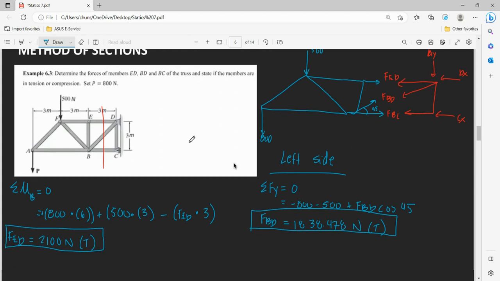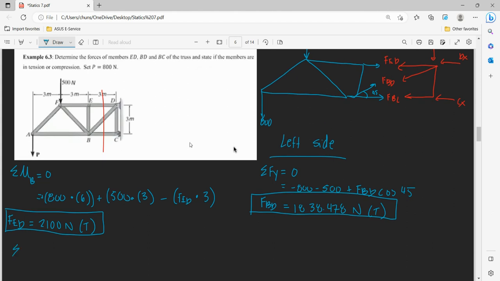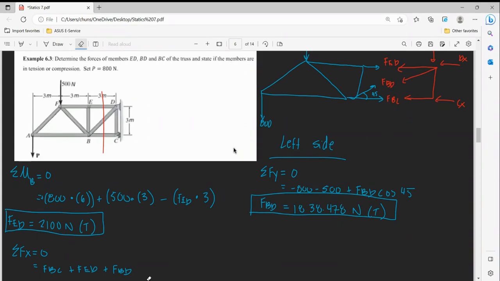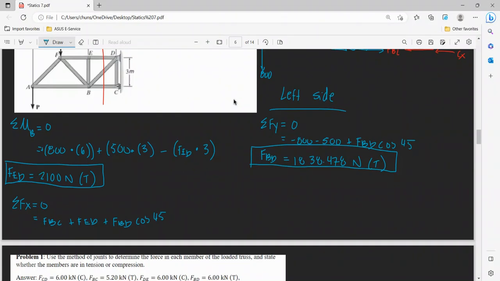Okay, and our last part is with our x components. So this is FBC plus FED and plus our FBD cos 45. Well, it would be the same anyways. Okay, and this will give us, so our last one is FBC, I believe. And this is going to be negative.